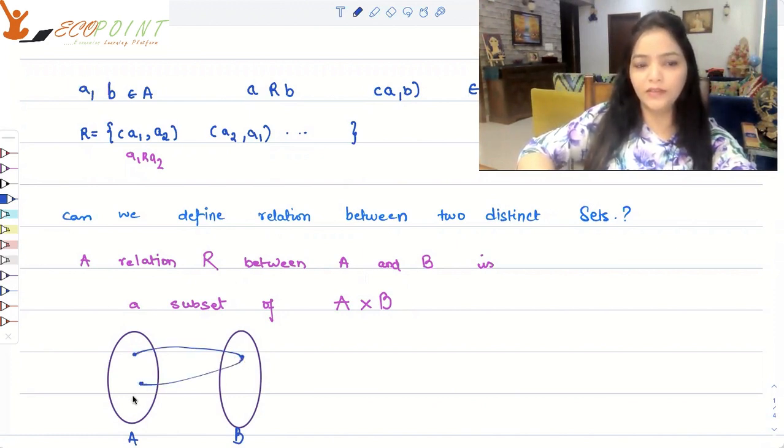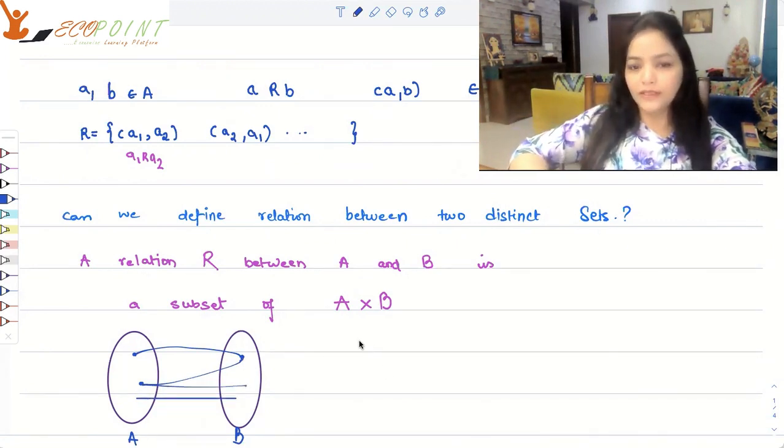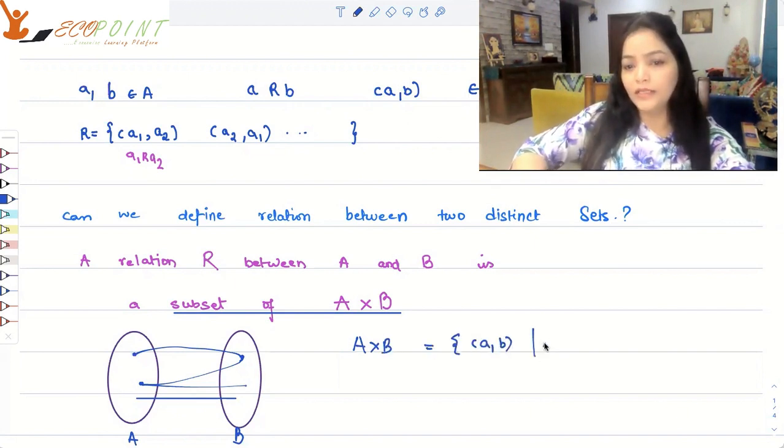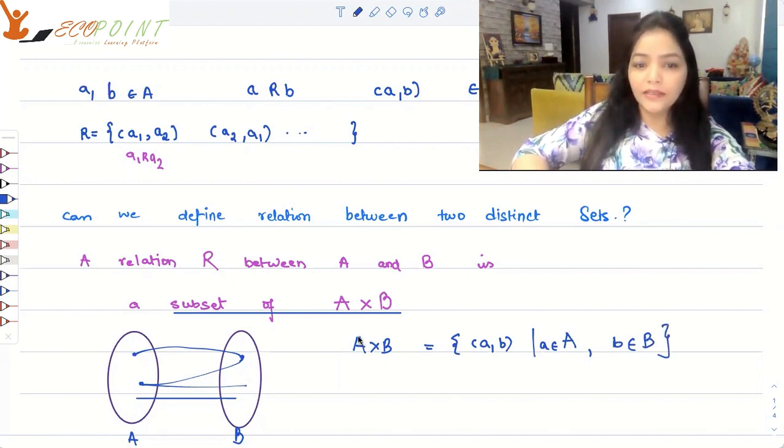It could be like this also, like this also. It could be something of this sort also. It means that this time it's a subset of a Cartesian product A cross B. A cross B is the set of all (a, b) such that a belongs to the set A and b belongs to the set B. It's the set of all such (a, b)'s. And a subset of this will be giving you a relation between the sets A and B.